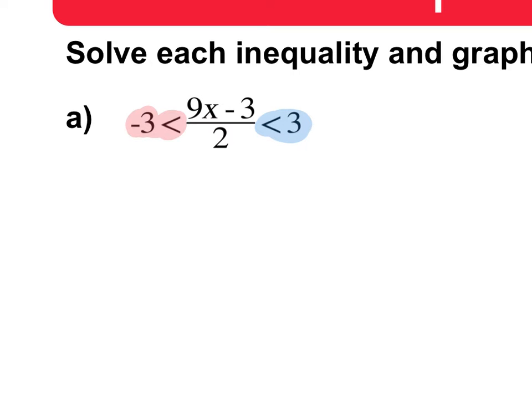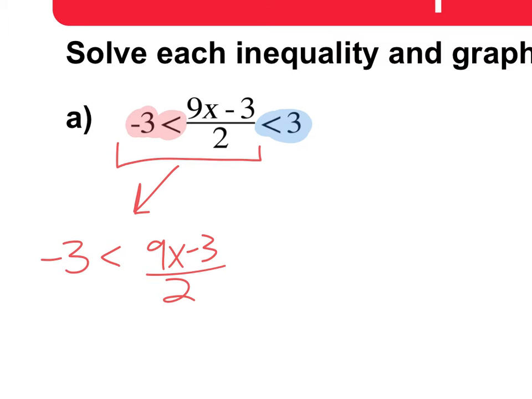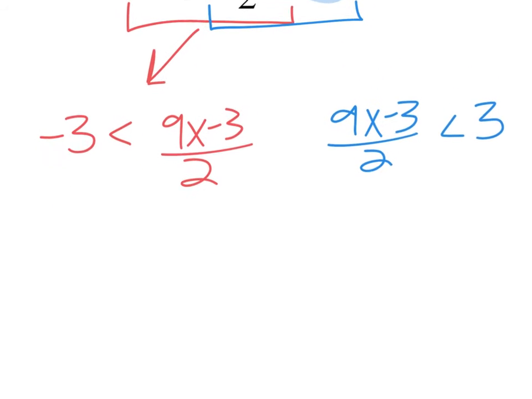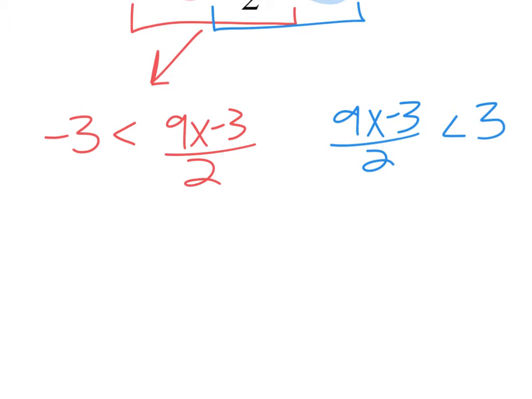So all we need to do here is break this apart, right? We already went through how to do this. So if we break apart the first chunk, we'd have -3 is less than (9x - 3)/2. And then if we broke apart the second piece, we would get (9x - 3)/2 is less than 3. So basically, I want to use this to review how we get that 2 out of the denominator here. So it's in both equations, right? Because it's coming from the same piece.